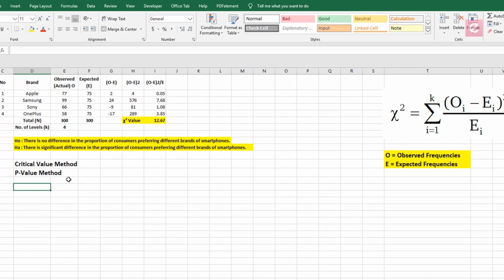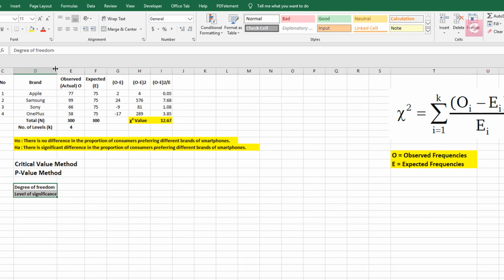For the critical value method, we need two more things, that is the degree of freedom and the level of significance. Again, two important terms. First one is the degree of freedom. In statistics, the degree of freedom indicates the number of independent values that can vary in an analysis without breaking any constraints. So degrees of freedom are the number of independent values that a statistical analysis can estimate.